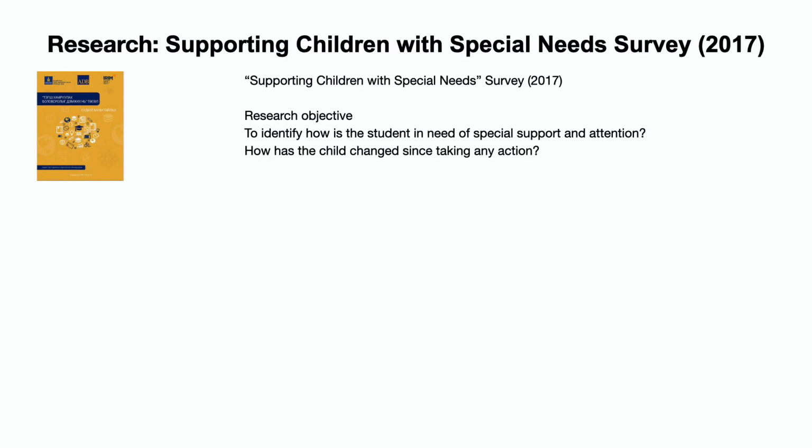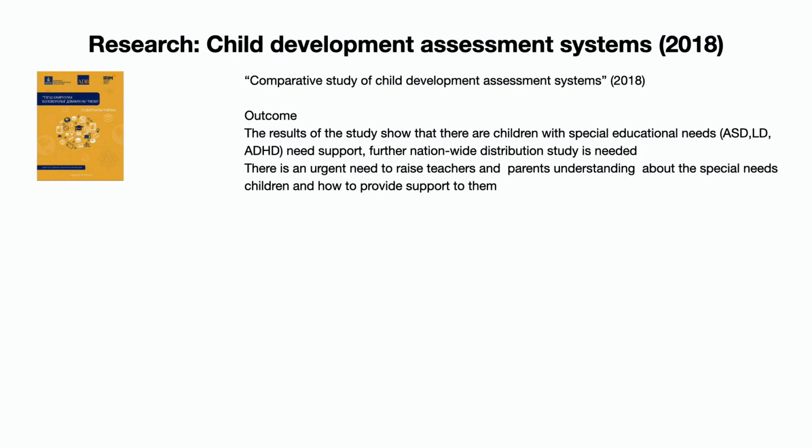The survey supporting children with special needs dealt with the questions: what special support and attention does a student with special needs get, and what was the impact on the development of the child? The comparative study of child development assessment systems and the survey supporting every child for inclusive education in Mongolia found that children with special educational needs need support and that a further nationwide study should be conducted. There is an urgent need to raise awareness and improve the knowledge about special needs with teachers and parents and how children with special needs in education should be provided support.